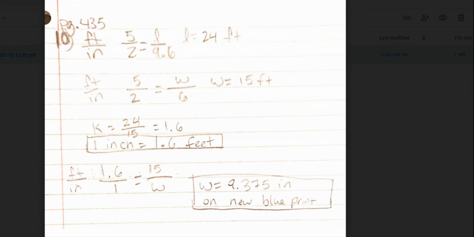Now we can answer the question. So 1.6 feet is 1 inch, and then the question is asking, what is the width? And we know, and this 15 is feet. So this is our actual length, and then we want to know our scale length. So again, the way we solve this is 15 times 1 divided by 1.6, and our new width for the new blueprint is going to be 9.375, or 9 and 375 thousandths inches on the new blueprint.